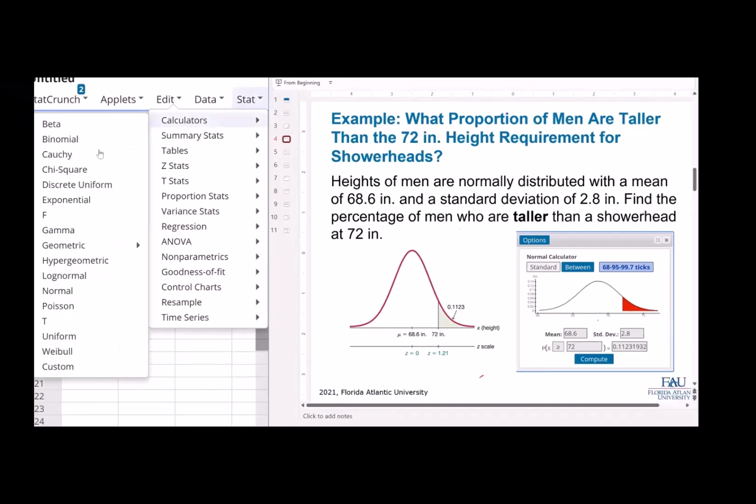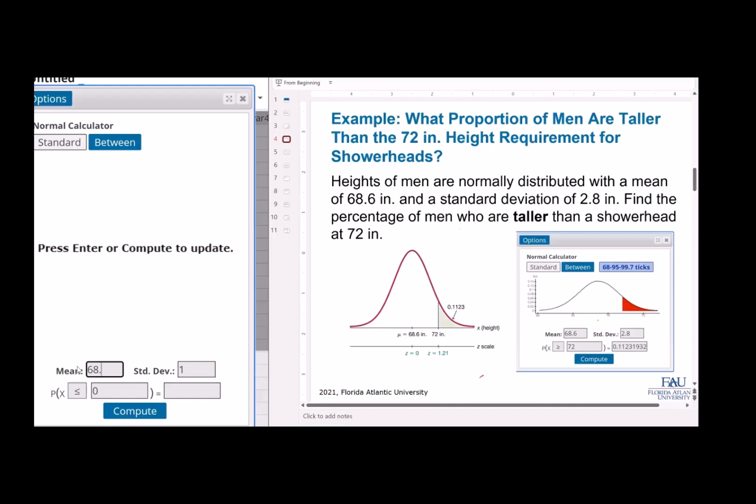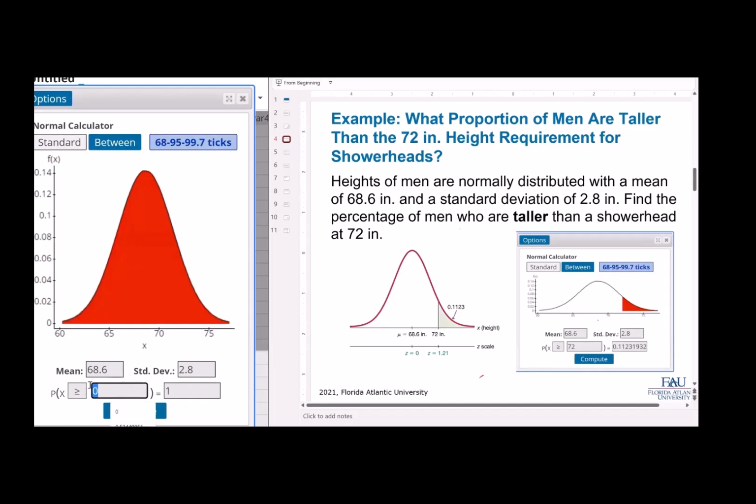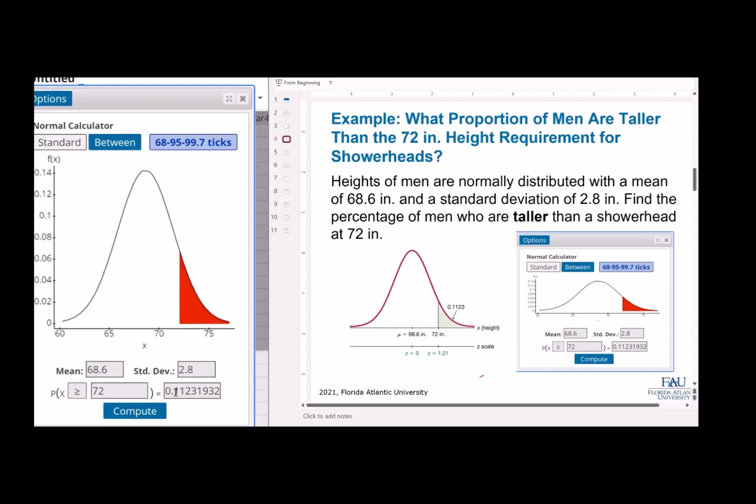Stat, calculators, normal. And in here, it just comes up with mean is 0 and standard deviation is 1. I could change it into a Z-score, but I don't need to because I can just change the mean to 68.6. The standard deviation is 2.8. And I'm looking to find the percentage of men who are taller than the shower head, and the shower head is 72 inches. And now this is the probability that men are greater than 72 inches tall.